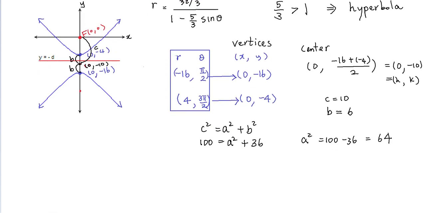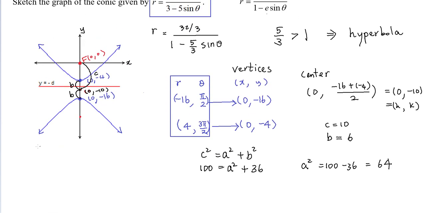So now let's look at the equation of the hyperbola. It opens up and down, so you would have a negative sign in front of x. So you would have y minus k squared over b squared, which is 36, minus x minus h squared, h is 0, over a squared, which is 64, equals 1. That's the equation of the hyperbola.